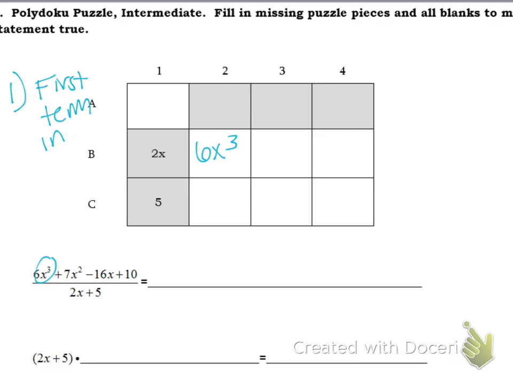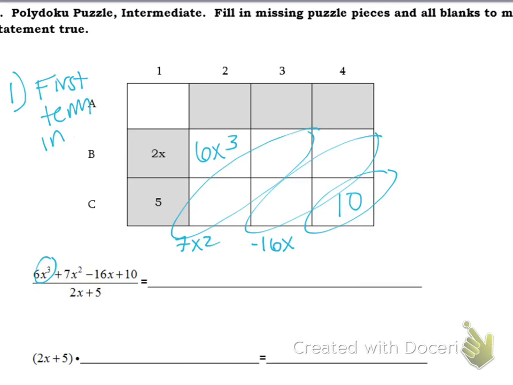Okay, so my 7x squared, so if I add these, I should be getting 7x squared. If I add these, I should be getting a negative 16x. If I go to the next column, I should be getting 10. Well, my only option to get 10 is going to be to put a 10 there. Okay, so we're going to kind of work that a little bit.